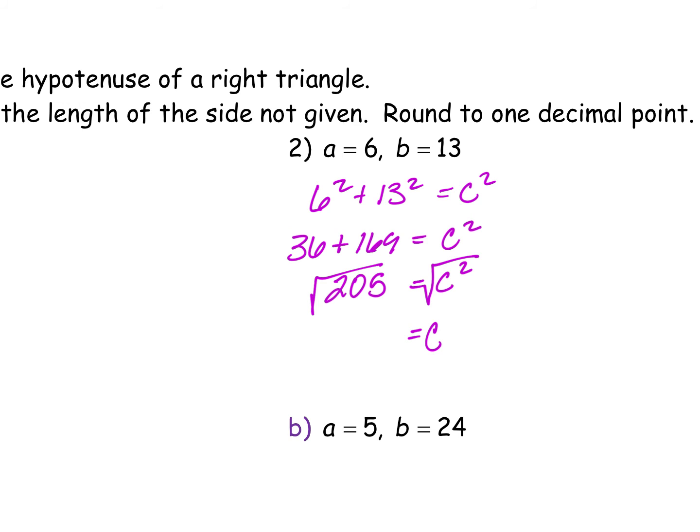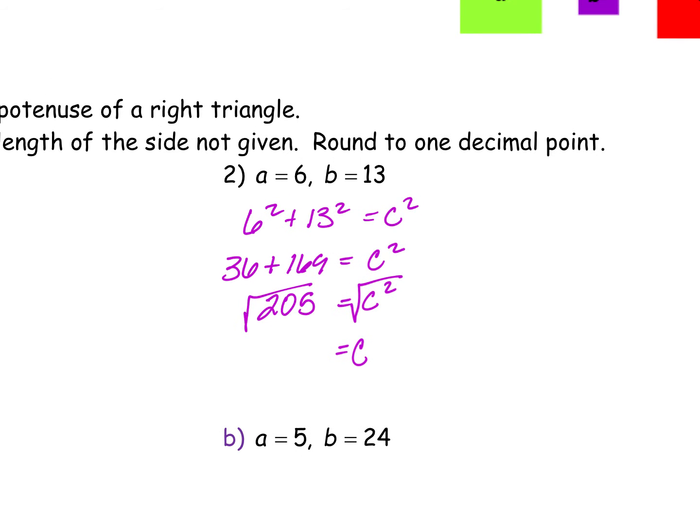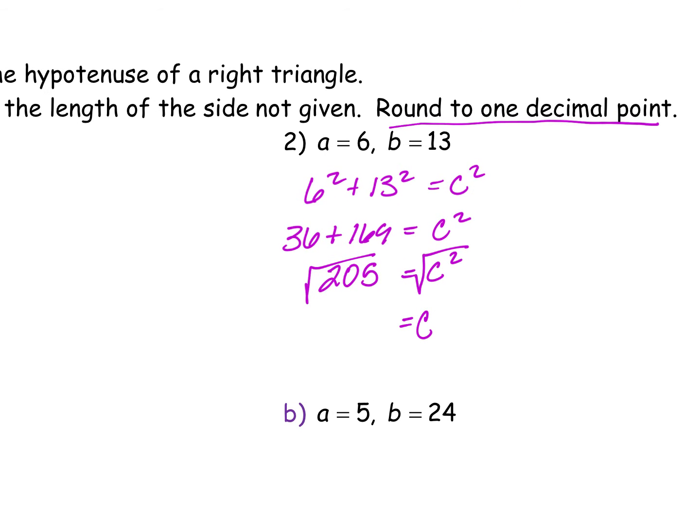Okay, can I point this out? It says round to 1 decimal point. So what is it rounded to 1 decimal point? 14.3. Right? There's the numbers in front of the decimal, and then you have to have 1 decimal place.